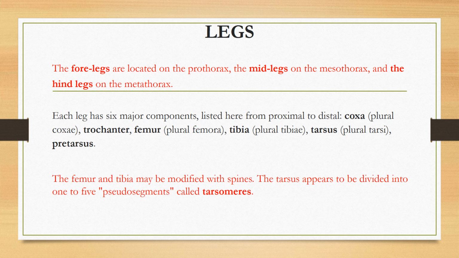Each leg has six major components, listed here from the proximal to the distal end. Coxa is the region which is attached to the body of the insect. The first part is called coxa, the second is trochanter, the third is femur, the fourth is tibia, and next are the tarsus and the pretarsus. The femur and tibia may be modified with spines. The tarsus appears to be divided into 1 to 5 pseudosegments, which are called tarsomeres.